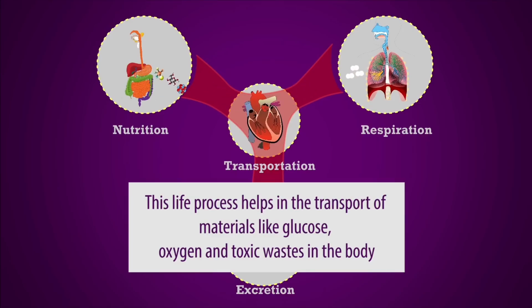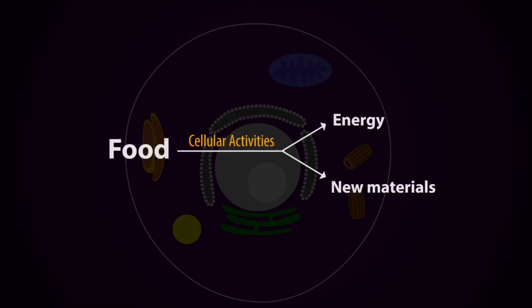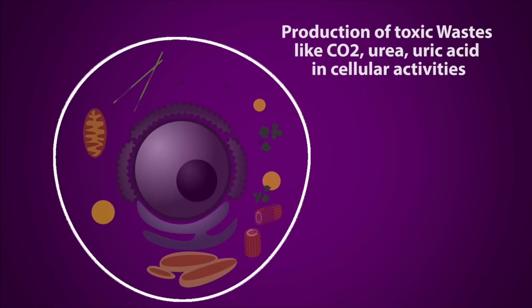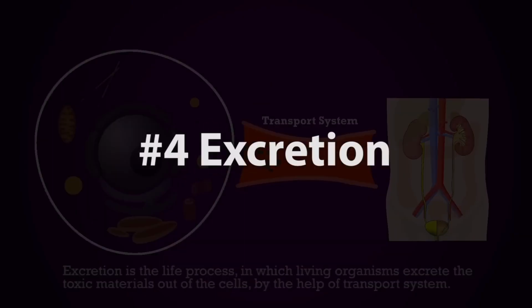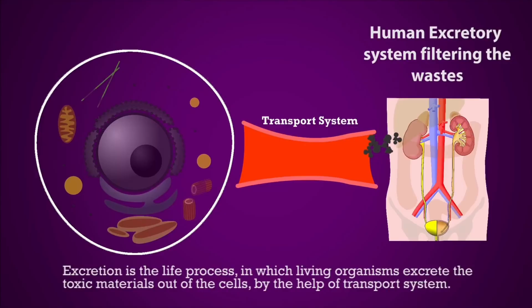Cells get oxygen and nutrients by these 3 life processes. Cells use these materials for production of energy and to make new complex molecules. In these cellular reactions, toxic materials like carbon dioxide and urea are produced. These toxic materials are to be sent out of the body. Then, who does this job? Excretion. Excretion is another important life process in which toxic wastes produced in our body are sent out.